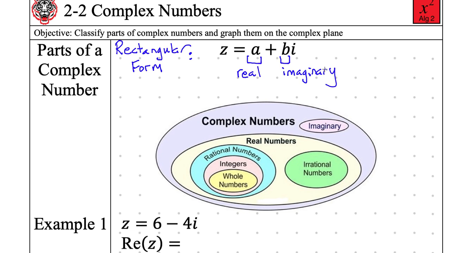A whole number. Nice and easy. A whole number. Does anyone have a card? Oh, Colby has his card, yeah. 2. Write it down. 2 is a whole number. That's also an integer. That's also a rational number. That's also a real number, which is also a complex number. You didn't even know it before, but 2 is a complex number.